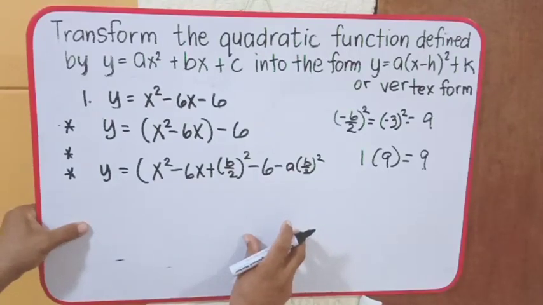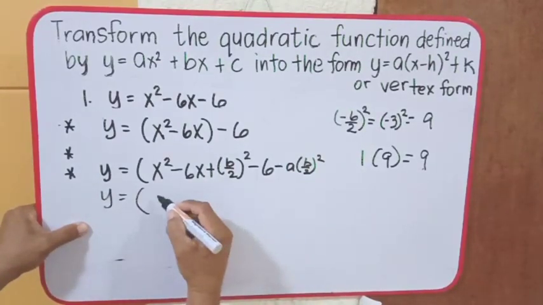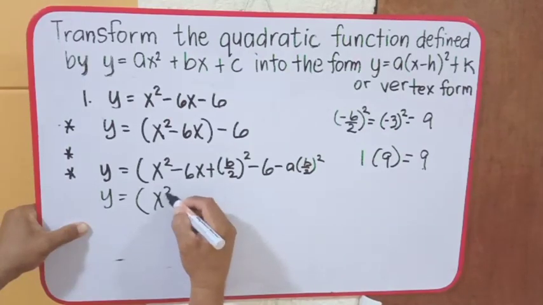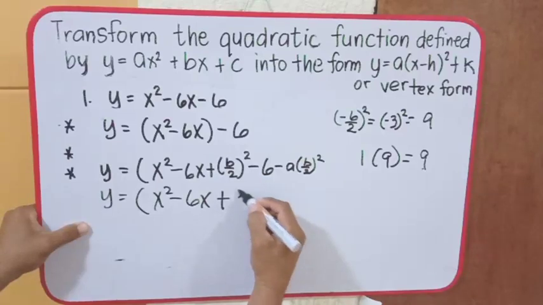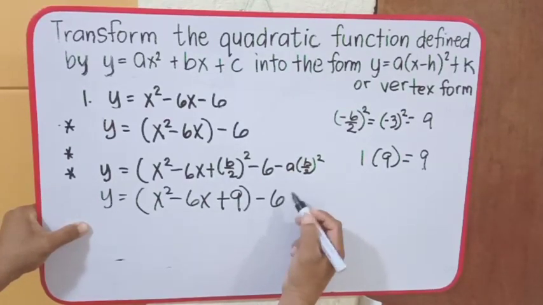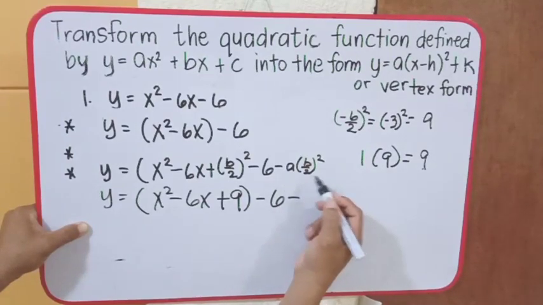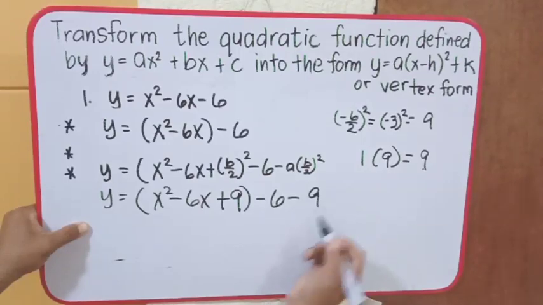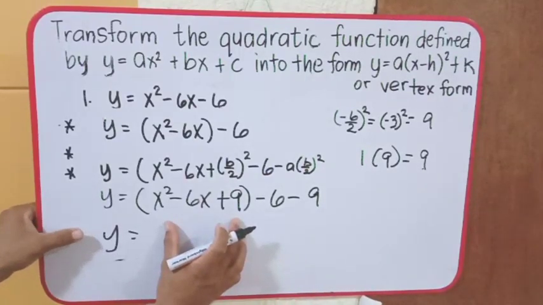So, tuloy lang natin ang step 3. So, meron na tayong perfect square trinomial. So, we have x squared minus 6x plus 9 minus yung constant natin, which is 6, minus a times the square of b over 2, which is also 9. Then, yung ating perfect square trinomial, gagawin nating binomial square.